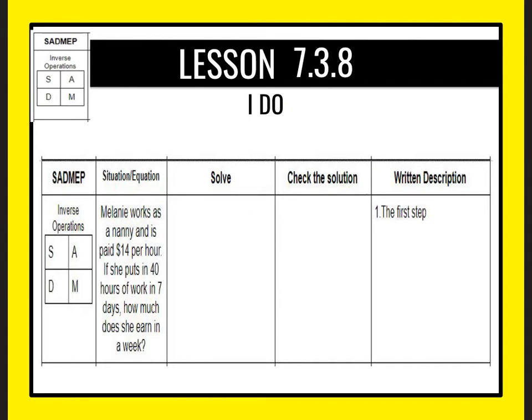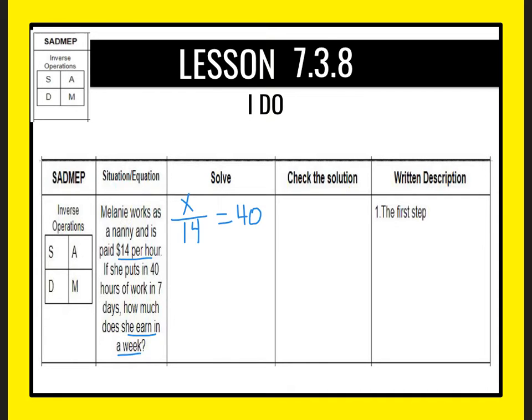Okay, Melanie works as a nanny, and she is being paid $14 per hour. There's that unit rate again. If she puts 40 hours of work in a 7-day week, how much money is she going to earn in that week, right? So we know that she's going to work 40 hours. And all we know is that she is making $14 per hour, right? So we need to figure out the total amount of money that she's going to make earning $14 an hour. They already told you how many hours she's going to work.